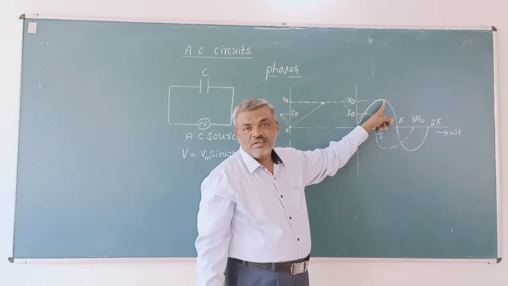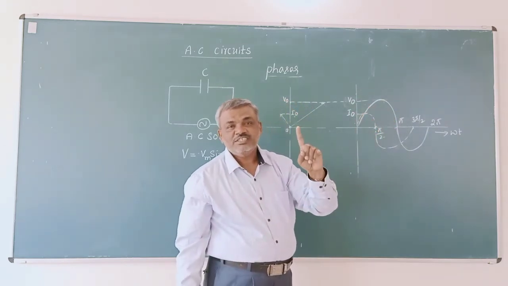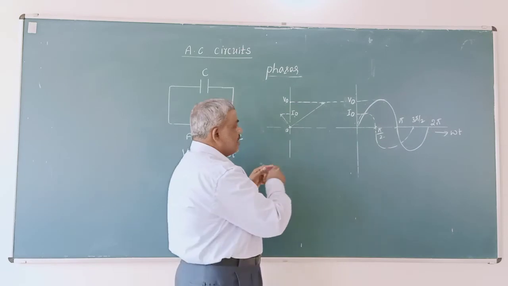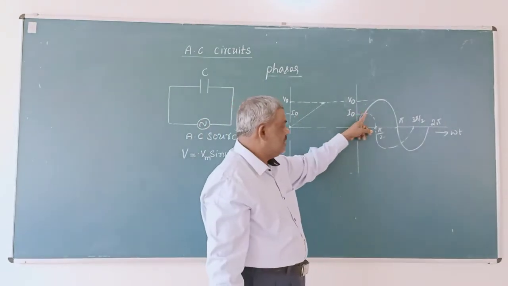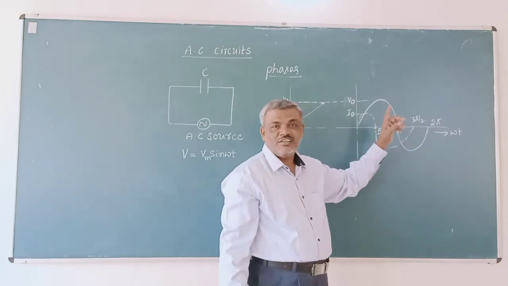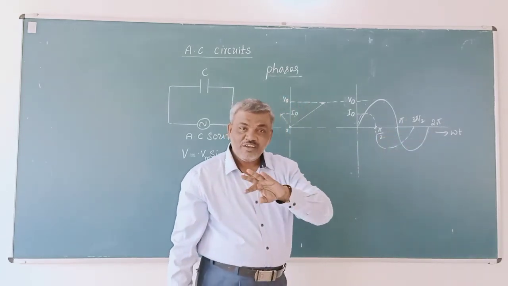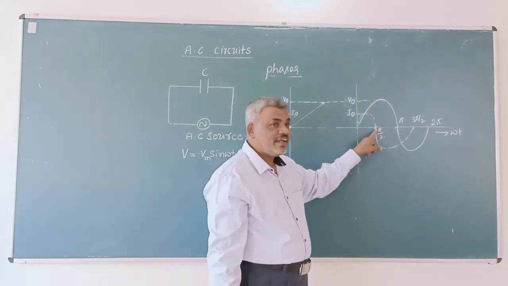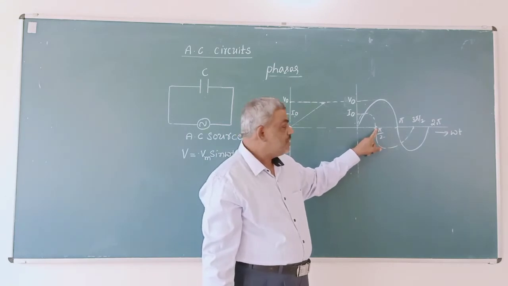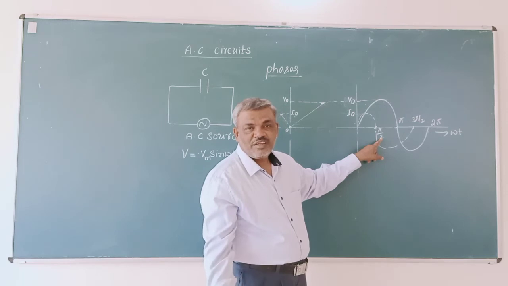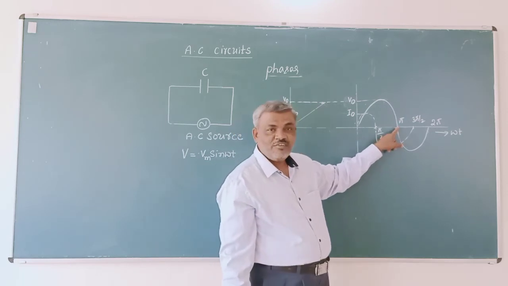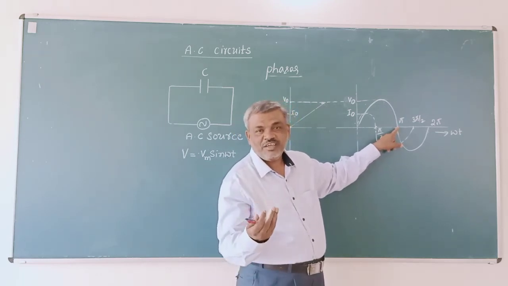A solid line represents the voltage line, and the current also varies with a sine function. Here are different phases at different times. Here the current line is at pi by 2, which is 90 degrees. The voltage line is at pi, which means 180 degrees.